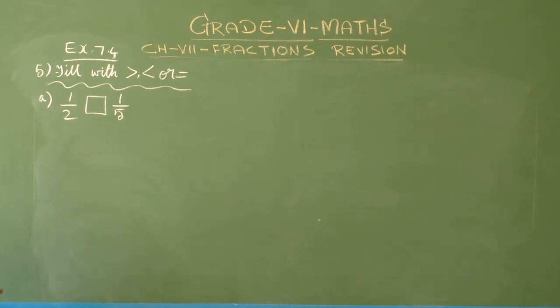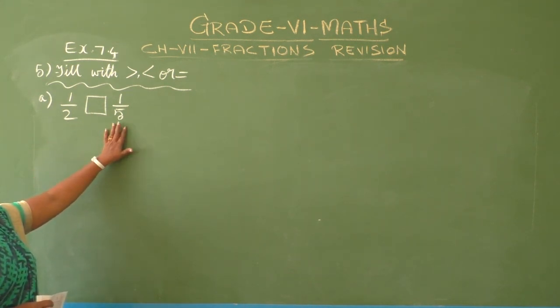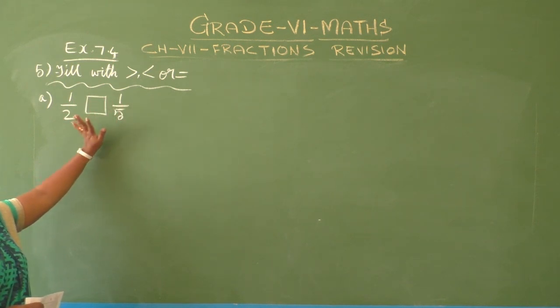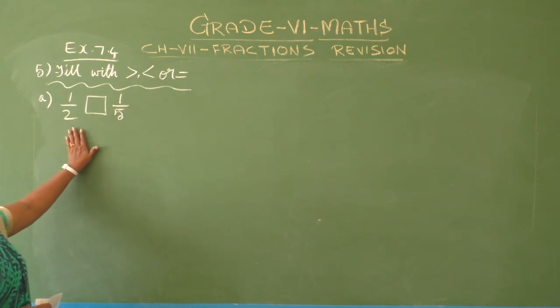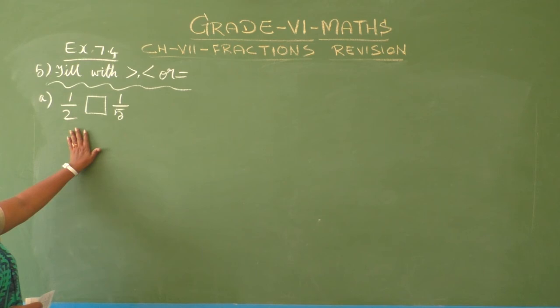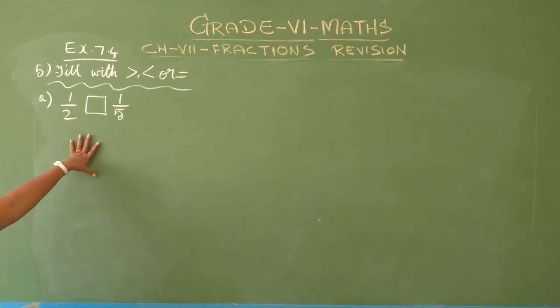Okay. Usually, how will you compare fractions? If your denominators are the same, we can compare with the numerators and write the answer. But here they gave different denominators. So what do we have to do? First we have to take the LCM and make equivalent fractions. Then only we can compare them.